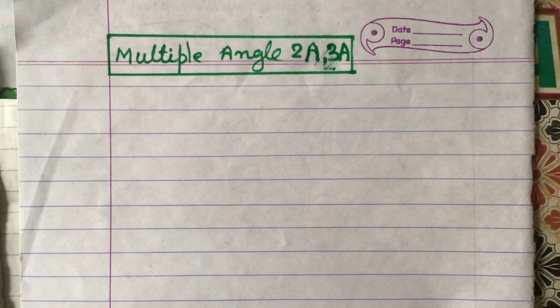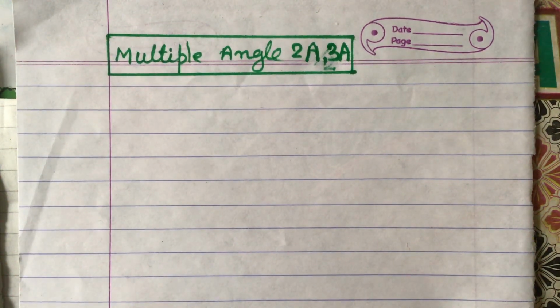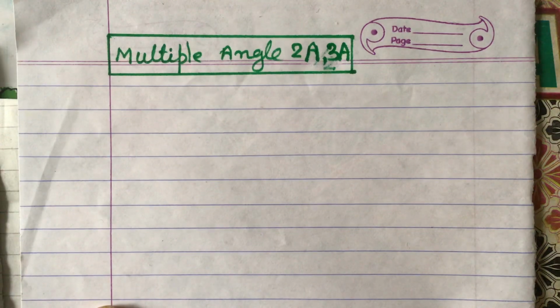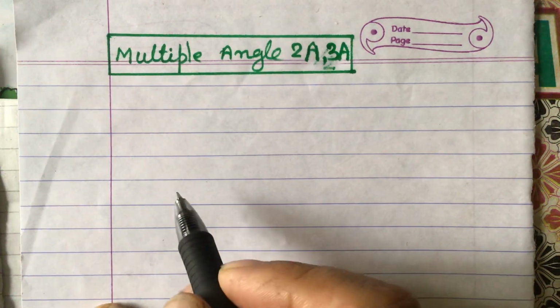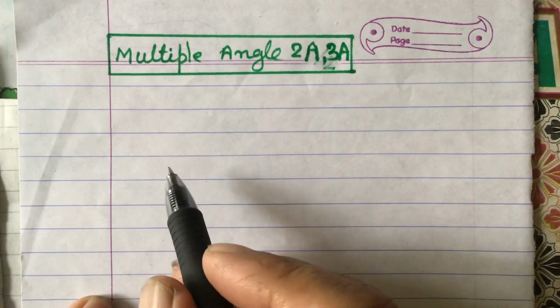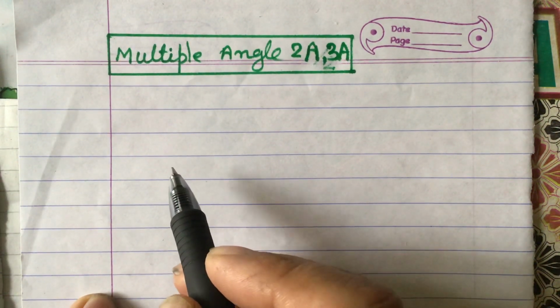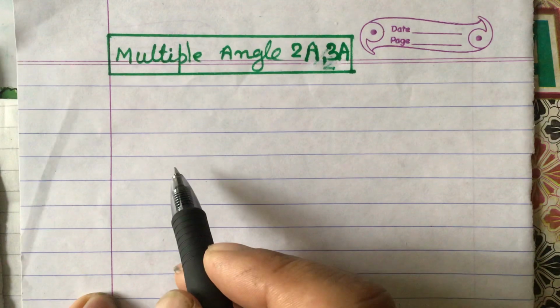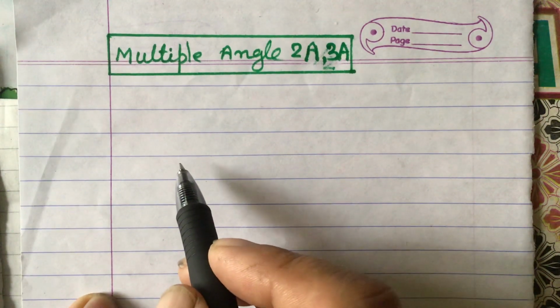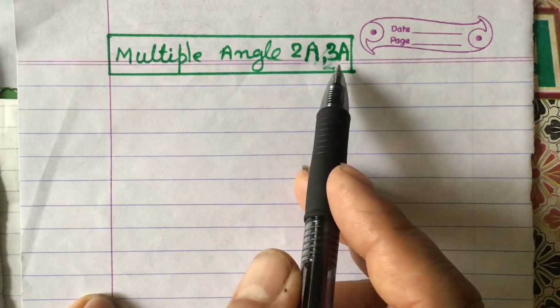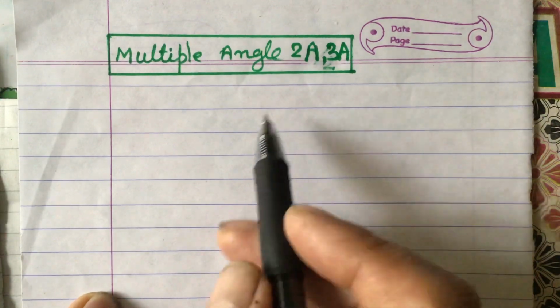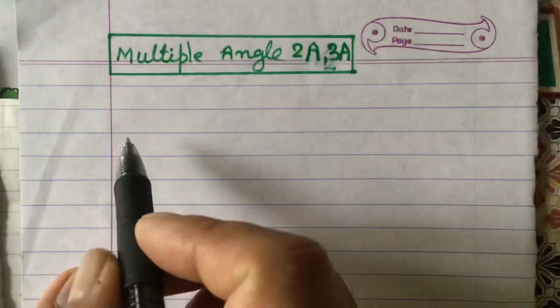Dear students, today I am going to teach you multiple angles of trigonometry, okay? And multiple angle means if an angle theta or A or B, whatever it may be, is multiplied by any number like 2, 3, 4, 5, then those angles are called multiple angles.